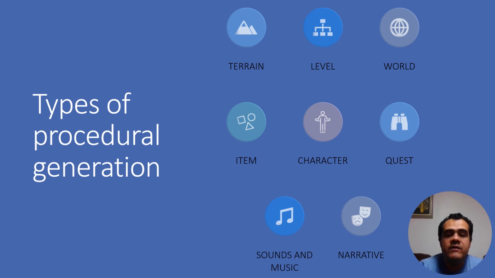Now, we have different types of procedural generation. We can create different kinds of assets. We can create terrains, all a level for roguelike games, all the world for the game. We can create items, characters, and quests. Also, programmers are experimenting with creating songs, music, and even the history of the games.